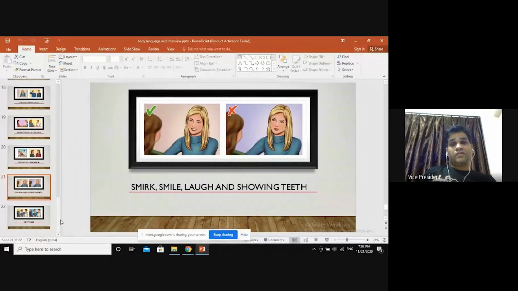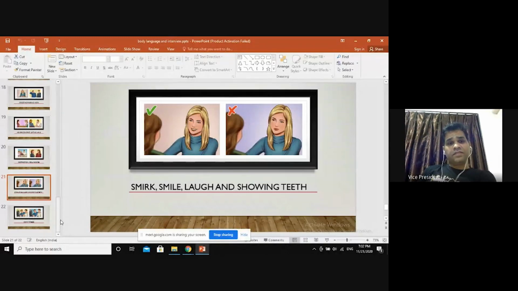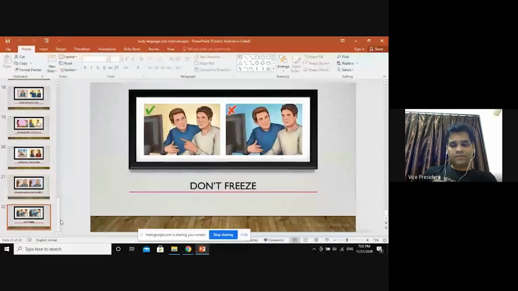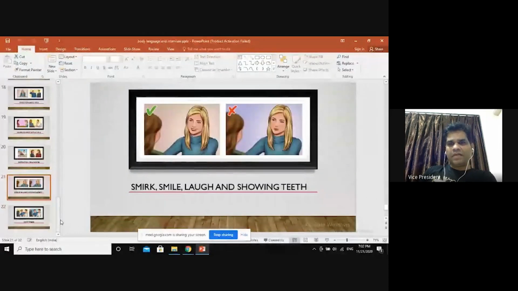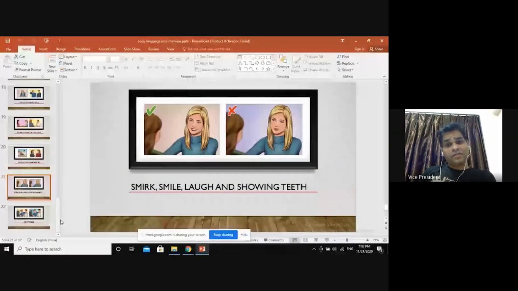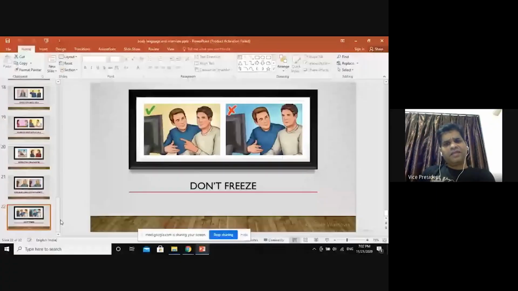There is a very small difference between smirk, smile, laugh, and showing teeth. I'll just concentrate on the part which is related to the interview. You have to just smile a little bit. A little bit of teeth is okay. Grinning is not good. Not smiling always is also not very healthy. But yeah, just smile, but don't smirk also.